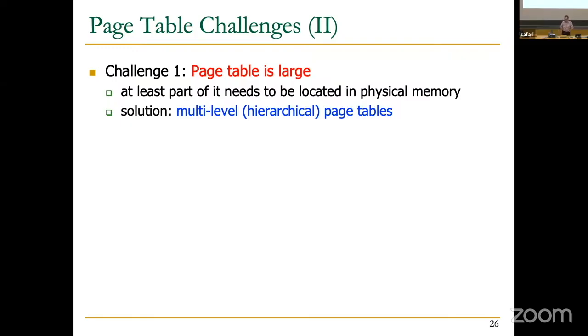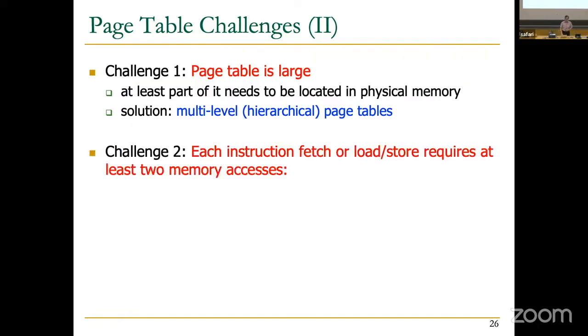Okay, so we solved the first challenge. I actually added a little bit more just to give you an idea of what this is really about. So we solved the page table is large challenge using multi-level page tables at the cost of additional indirection, additional latency. Now let's talk about this latency issue, right? So basically, the second challenge is whenever you do address translation, each instruction fetch or load or store requires at least 2 memory accesses, assuming you get the translation whenever you access the page table, right? And assuming non-hierarchical page tables also.